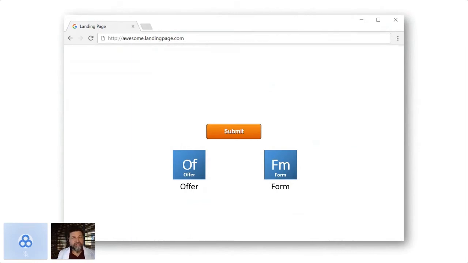The offer, of course, should match the promise that was made in the ad, in the email, and the social media post. And the form is the most common way to take action on a landing page or on a digital page. So this is a complete landing page. It has both elements.